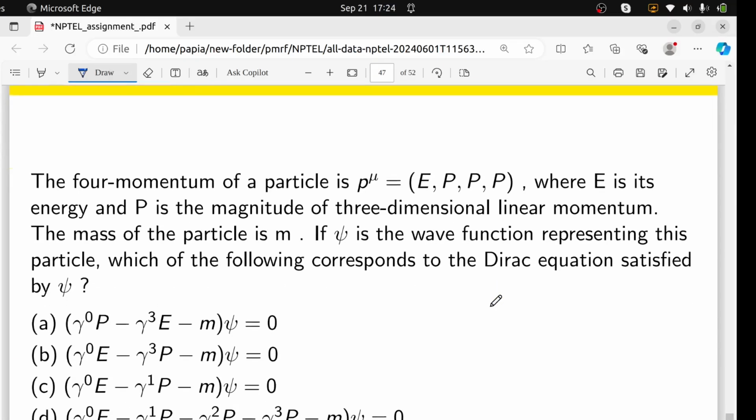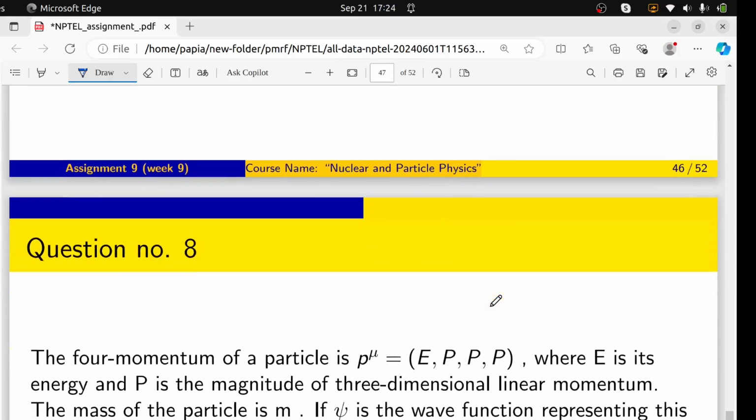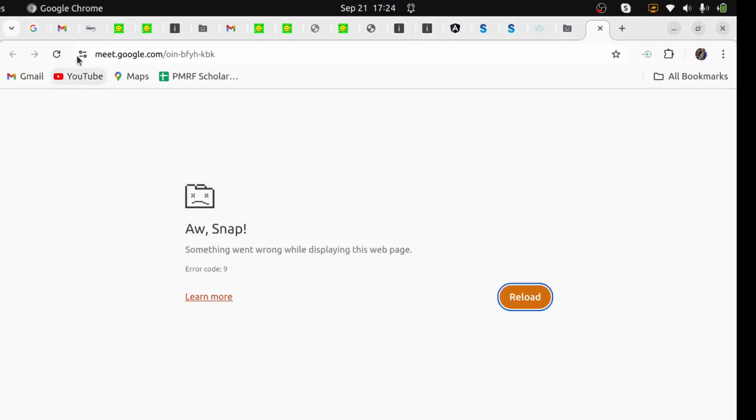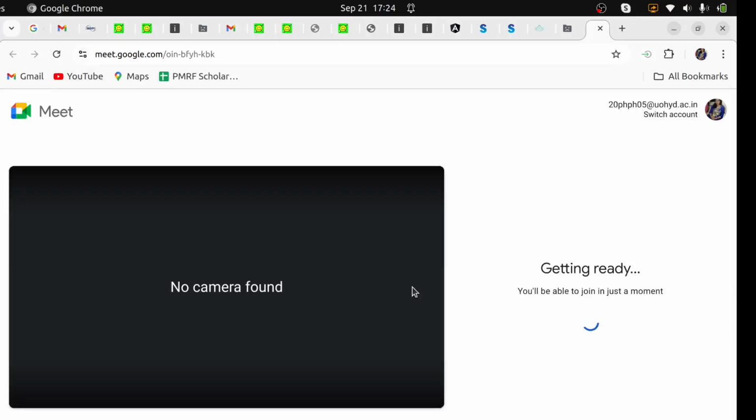Okay. So now question number 8, the last question of this class. The four momentum of a particle is P mu, P mu is E, P, where E is its energy and gamma P. Let me join with the students.